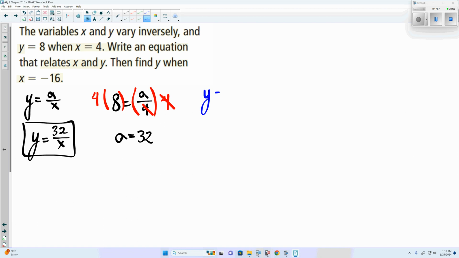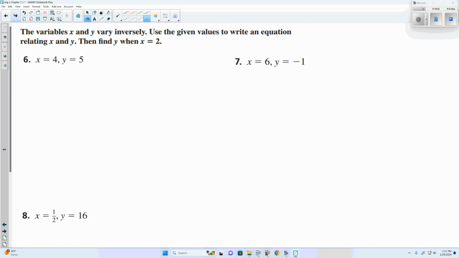Now we need to find the value of y when x is negative 16. So we have 32 over negative 16, which is negative 2. 16 and 16 is 32, so 16 plus 16. It's all math, guys. Questions on any of this here? I feel good with this. Do I need to see another example of one of these? Okay.